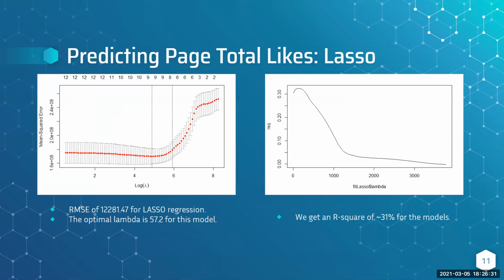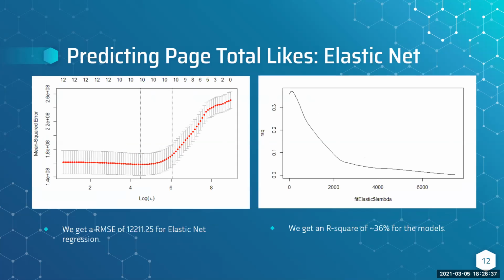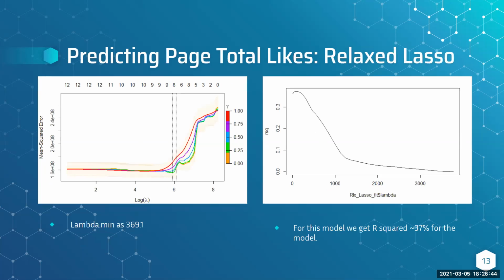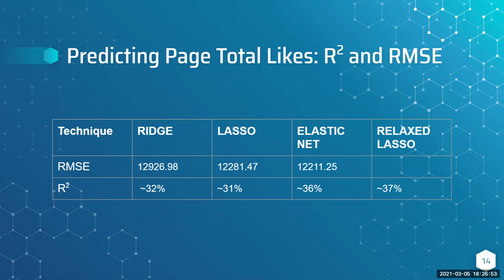On the next slide, I performed lasso regression, which gave me an R-square of about 31%. And on the next, I performed elastic net, which gave me an R-square of about 36%. And finally, I performed relaxed lasso, which gave me an R-square of about 37%. So here is my table, which summarizes the data. For future, I will be doing RMSE of relaxed lasso and be looking into multicollinearity and overfitting.